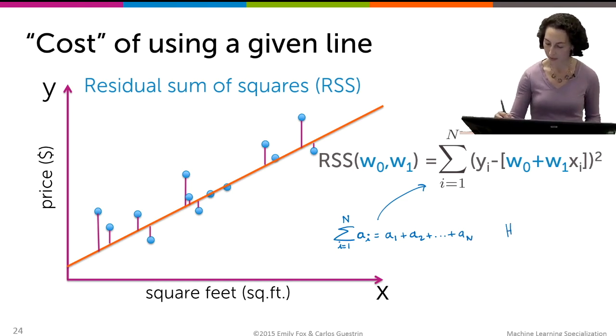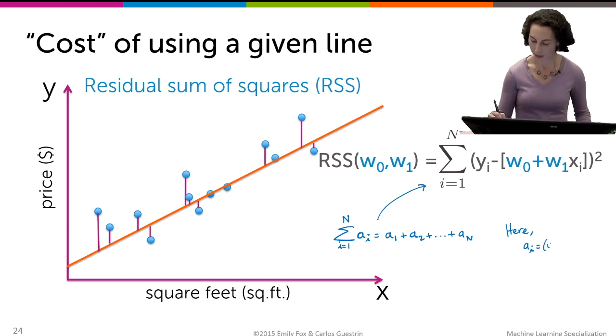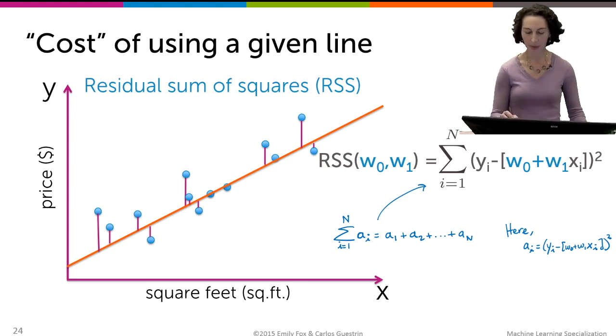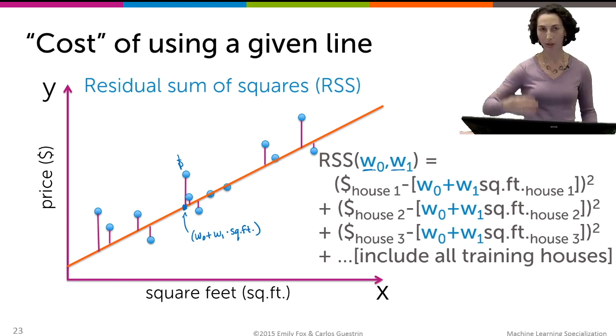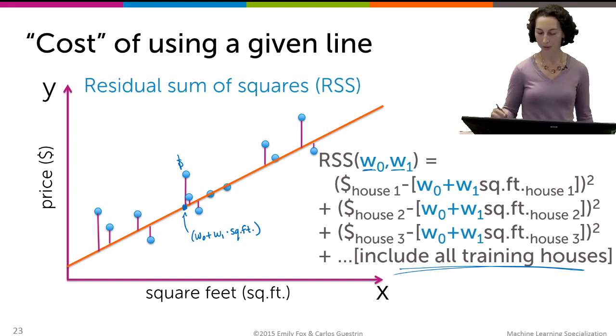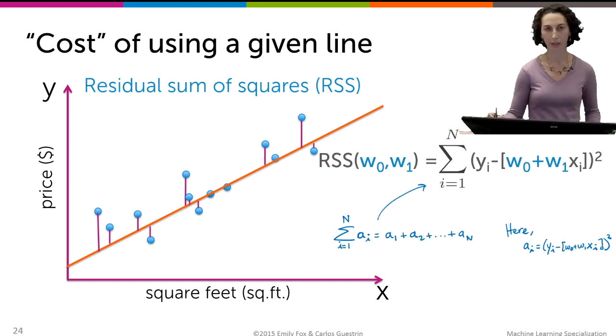And in this case, here, what is a_i? Well, a_i is just this inner thing here. So it's y_i minus (w0 plus w1 x_i), quantity squared. Okay, so this is just shorthand notation for what we had on the previous slide where we're summing over all houses in the training data set, but instead of writing this thing in English or writing out this really, really massive sum over thousands and thousands of houses, I'm going to write it compactly like this.